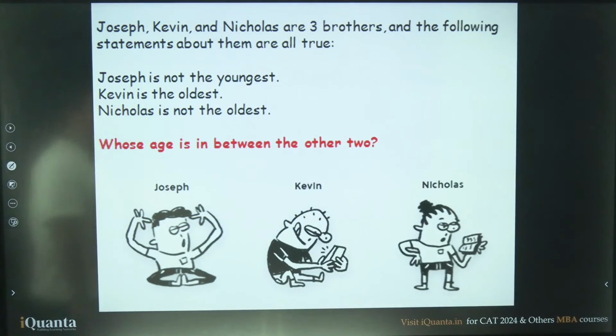Coming to the next one, the three people, Joseph, Kevin, and Nicholas, the three brothers. And the following statements about them are all true. Joseph is not the youngest. Kevin is the oldest. Nicholas is not the oldest, whose age is in between the other two.